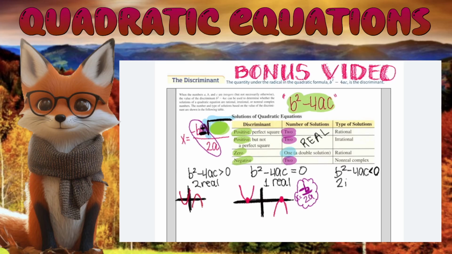you will have two imaginary solutions. Now, graphically, what will that look like? If you have no real solutions, two imaginary means no real solutions. Well, graphically, that means you have no x-intercepts. You either have a parabola opening upward above the x-axis, or you have a parabola opening downward below the x-axis. So that is the key takeaway.